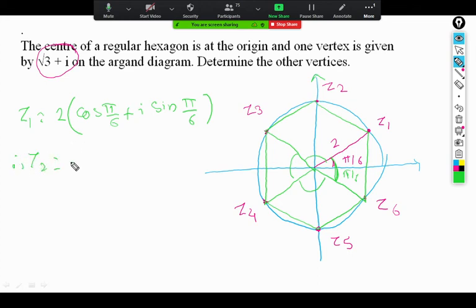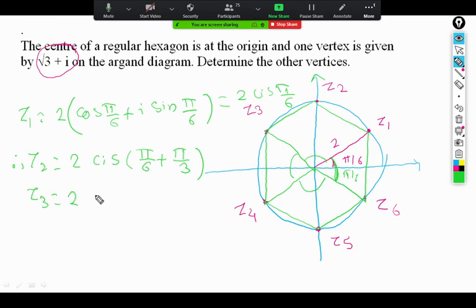Z2 will be 2 cos pi by 6 plus 2i sin pi by 6, or if you write cis pi by 6 here, 2 cis pi by 6. So this should be 2 times cis of pi by 6 plus pi by 3, because pi by 3 is 60 degrees. You are adding pi by 3 each time. Just add pi by 3 each time, you get new roots.